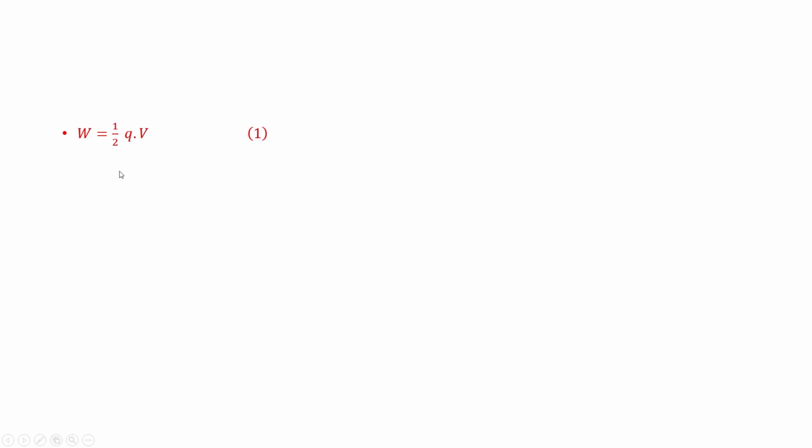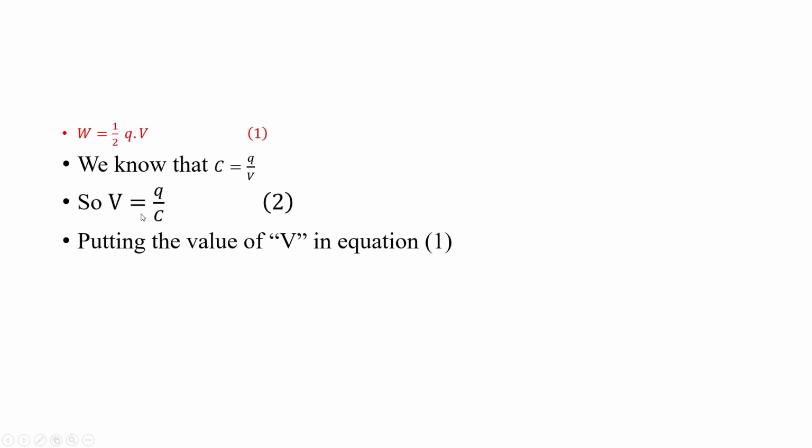Now here we can also derive, we know that 1 over 2 capacitance, so voltage is equal to the ratio of charge over capacitance. Now we will put the value of V from equation 2 into equation 1, and after that we can say that the work done can also be equal to 1 over 2 multiplied by Q square over capacitance. And this equation, again I repeat, we can also use to find the energy of the capacitor.